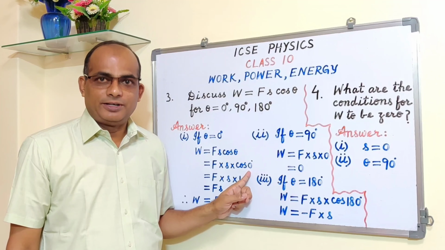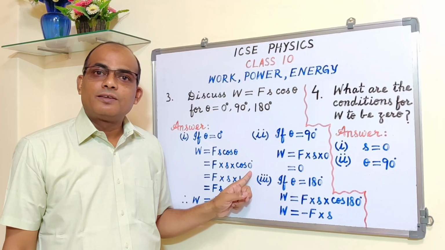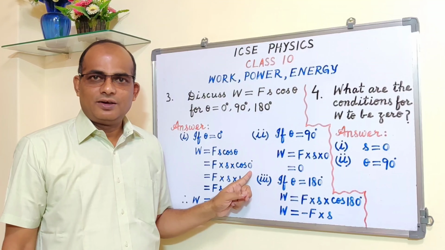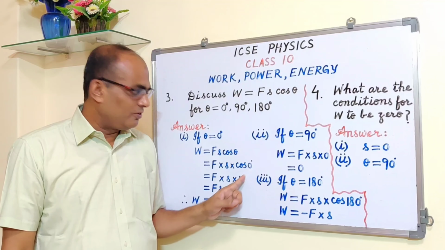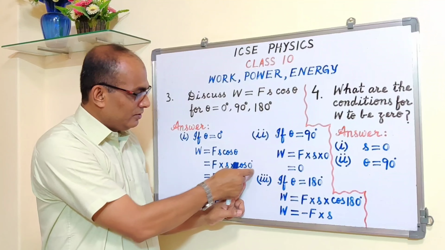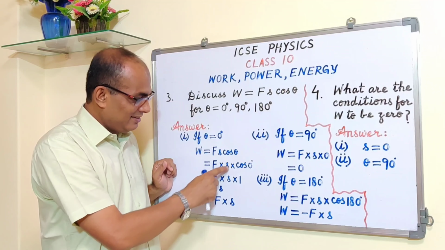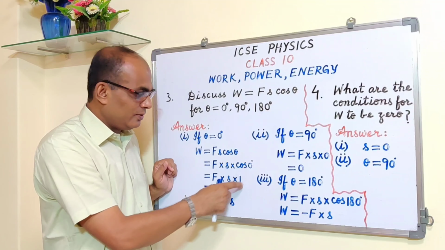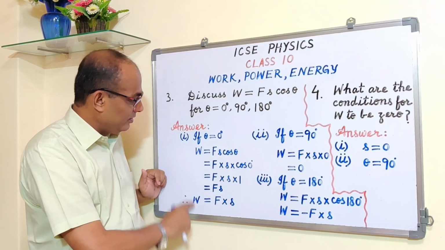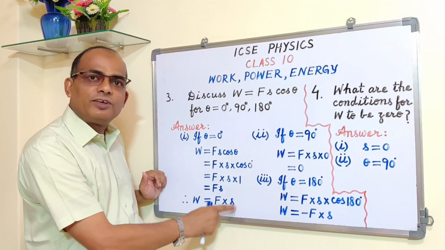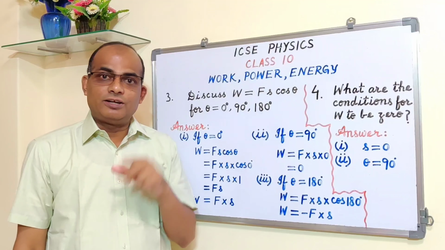This you know from mathematics, even in physics also. So cos 0 is sin 90, if you forget. Cos 0 and sin 90, the values are equal. So cos 0 is 1. So we are putting in place of cos 0 as 1. Then F as it is, S as it is, into cos 0 which is 1. So F into S into 1 gives you Fs. So we get W is equal to Fs. The basic formula, original formula, the definition W is equal to Fs.